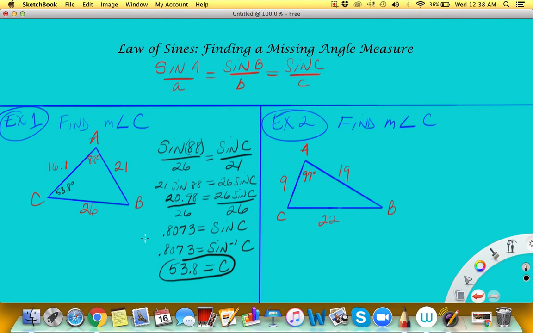Now, the key thing here is once we get to this stage right here, this is actually telling us what the sine of angle C is. So in order to retrieve the actual angle measure, you have to put in your calculator sine inverse and then put in the decimal 0.8073.